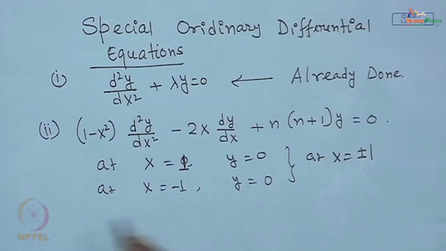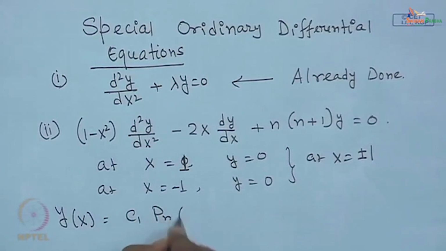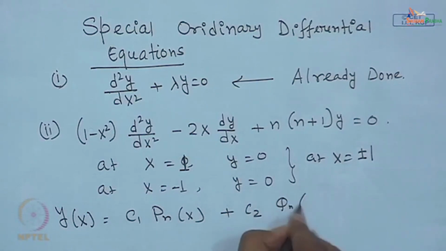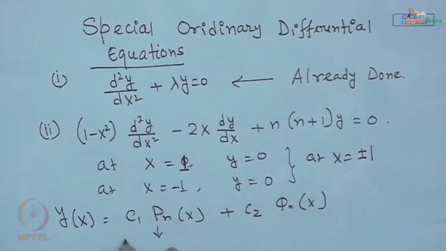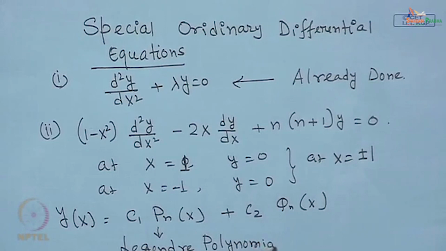The solution of this equation is in the form of C1 p n x plus C2 q n x, where p n is known as the Legendre polynomial and q n is known as the Legendre function.